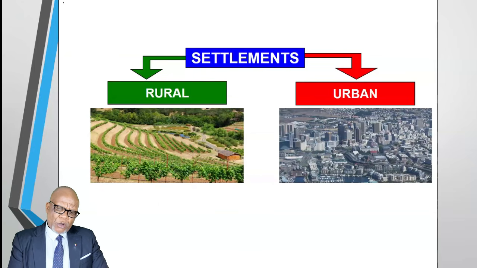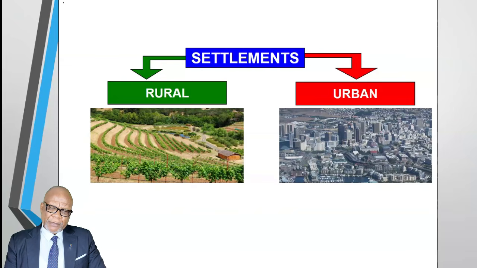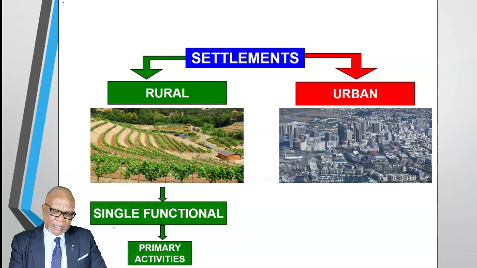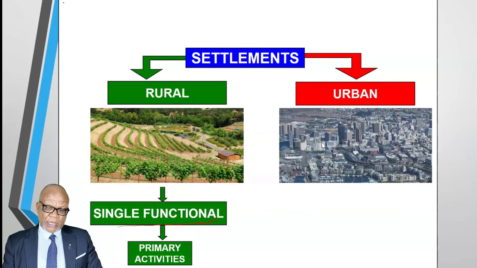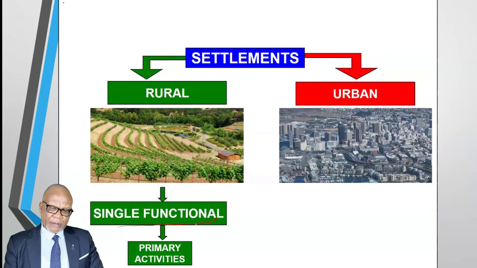Now we have two types of settlement according to function. We call them rural or we call them urban. What do we mean when we say a settlement is rural? You mean a settlement is single functional. It means it has one dominant economic activity. It's rural, one dominant, single functional.